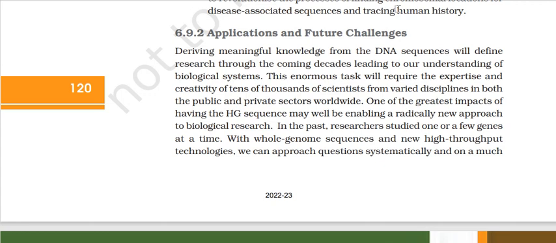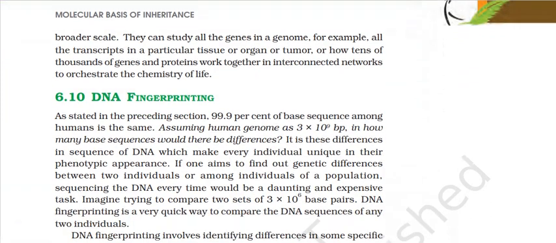One of the greatest impacts of having the HG sequence may well be enabling a radically new approach to biological research. In the past, researchers studied one or few genes at a time. With whole genome sequences and new high throughput technologies, we can approach questions systematically and on a much broader scale. They can study all the genes in a genome, for example, all the transcripts in a particular tissue or organ or tumor, or how tens of thousands of genes and proteins work together in interconnected networks, or orchestrate the chemistry of life.